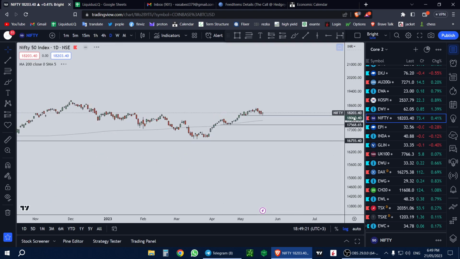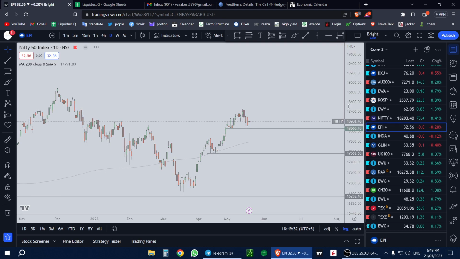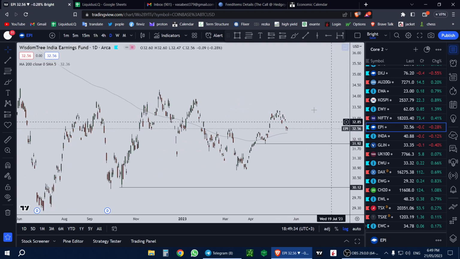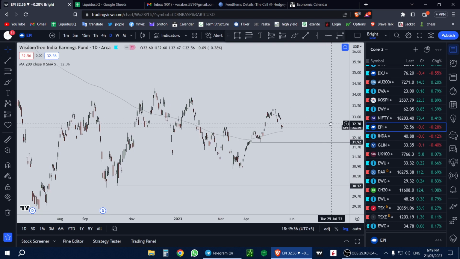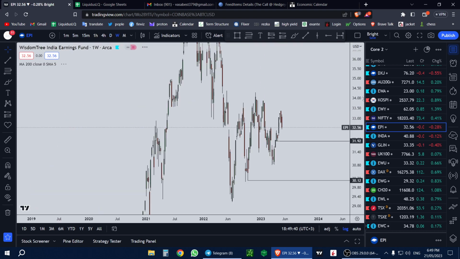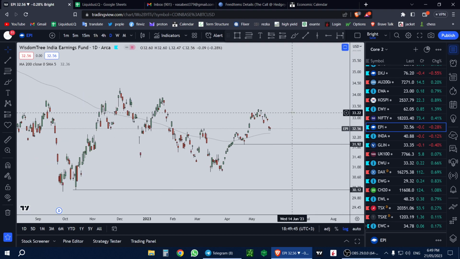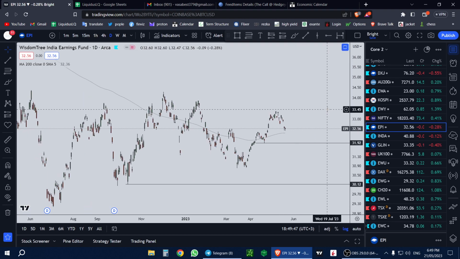That's a simple setup right here. And we think it still has some legs. It still has room to go. We are seriously considering being long of this. There are not many options, but we are considering being long of the EPI, WisdomTree India Earnings. We'd like to get long of the EPI. Actually, we will probably get a long position this week. We shall see. This is one thing to point out.